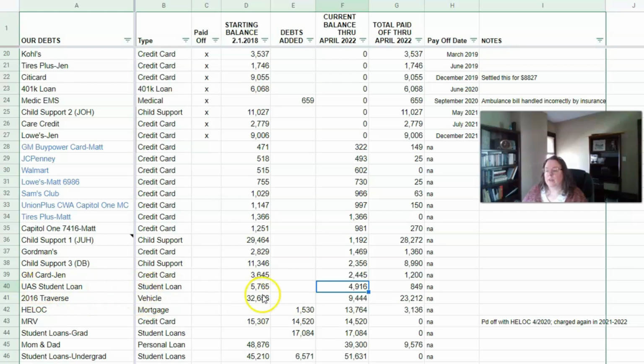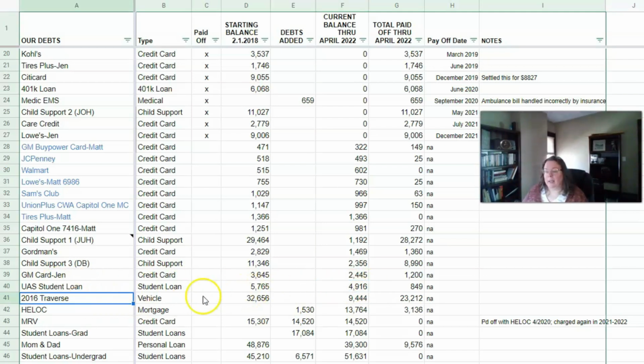This is Matt's private student loan. It started at $5,765. It's down to $4,916. Okay, so this is very telling. We've paid $849 off on this thing. You guys, we've paid 8 years. 8 times 12 is 96. We've made 94 payments on this, and we've only paid $849. Is that right? Yeah. We've paid less than $10 per month on average because of the interest on this private student loan.